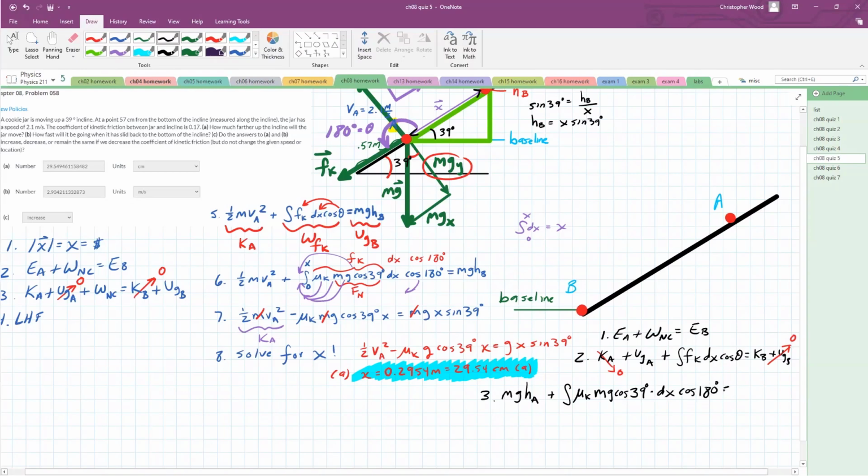We're used to that. Equals 1/2 m V_B squared. And there's my dollar sign. V_B is my dollar sign. All right. You can see the m's cancel. Let's get rid of them. m appears in every term. So here you go. Number 4.